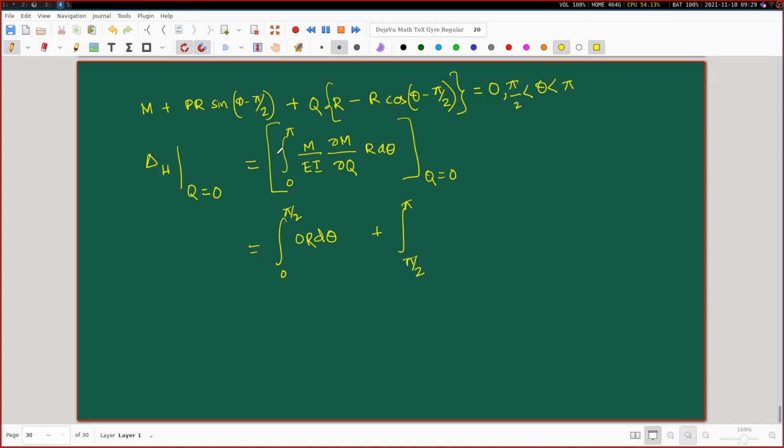So this M, I'm not going to replace this entire thing, it's a huge expression, you just put the M by EI. Del M by del Q will be what? It will be simply minus R into 1 minus cos theta minus pi by 2.